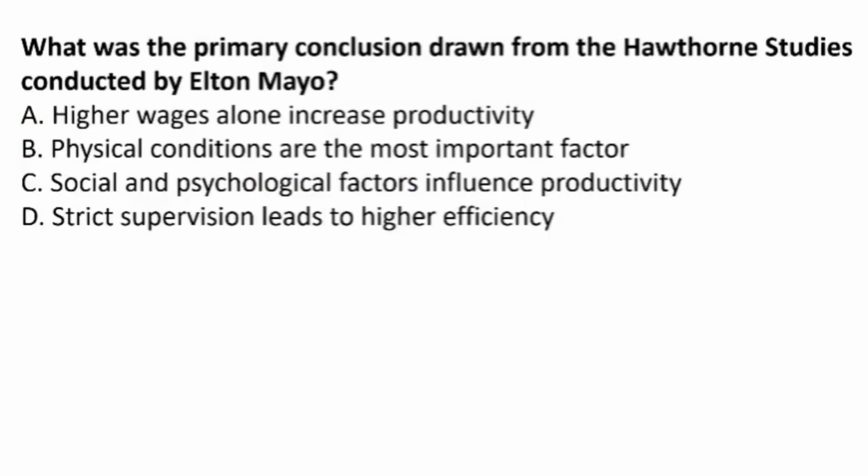Okay. What was the primary conclusion drawn from the Hawthorne studies conducted by Elton Mayo? A. Higher wages alone increase productivity. B. Physical conditions are the most important factor. C. Social and psychological factors influence productivity. And D. Strict supervision leads to higher efficiency. So the right answer to this question is option C. The social and psychological factors influence productivity.